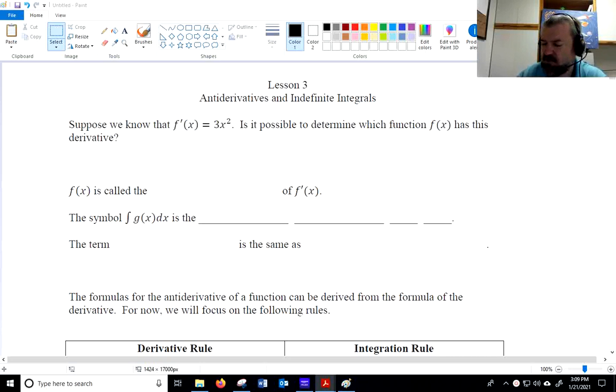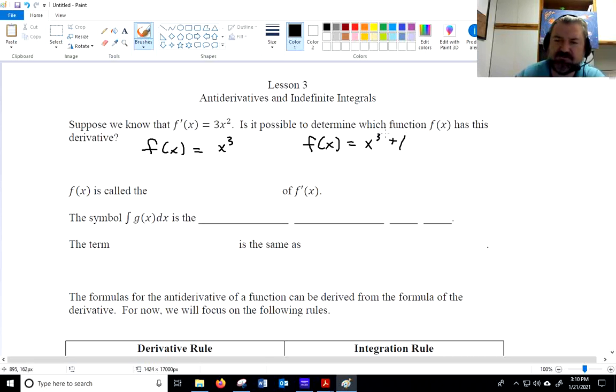See if you can figure out what function, what f of x would have to be in order to have a derivative of 3x squared. So maybe you thought of, well, how about x cubed? Because if I took the derivative of x cubed, I would bring down the 3 and make it 3x to the second power. But did you think about maybe x cubed plus 1?